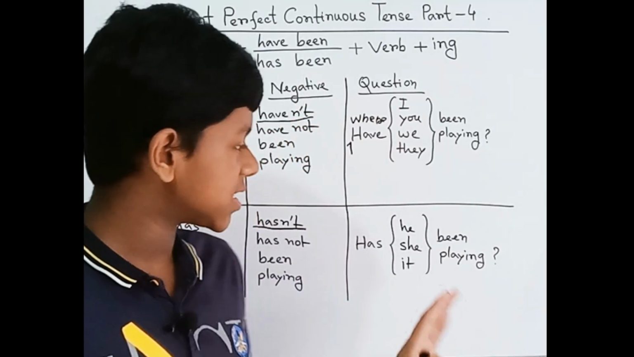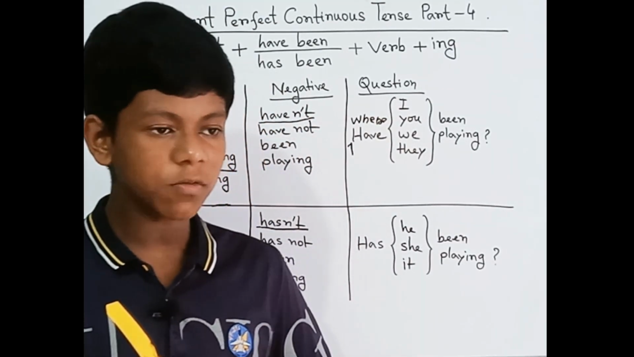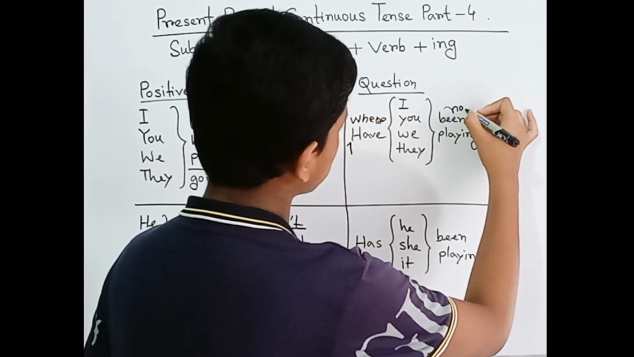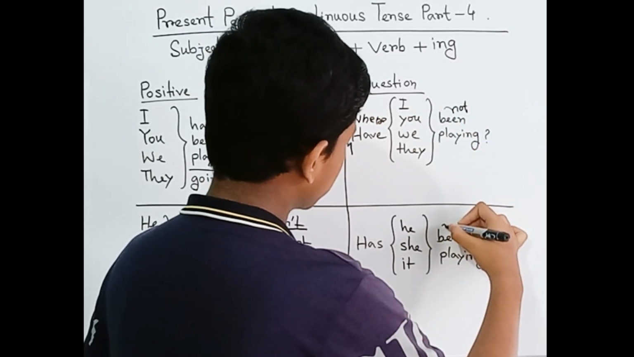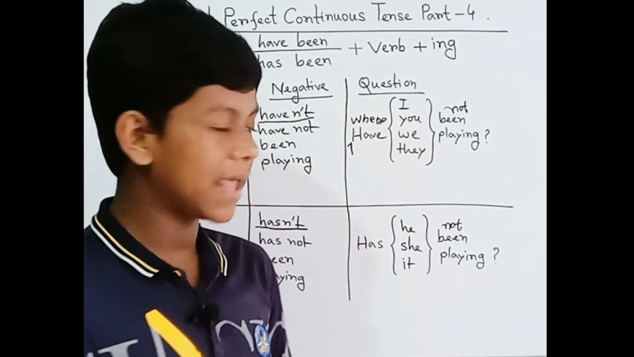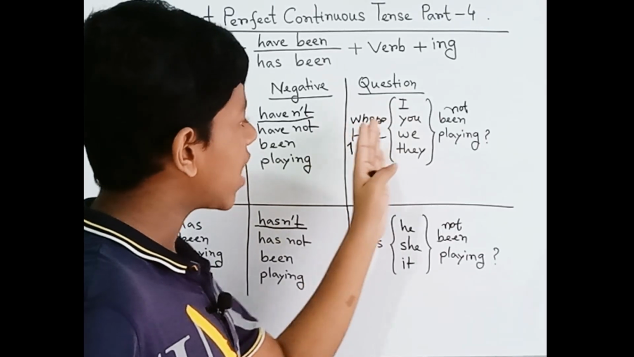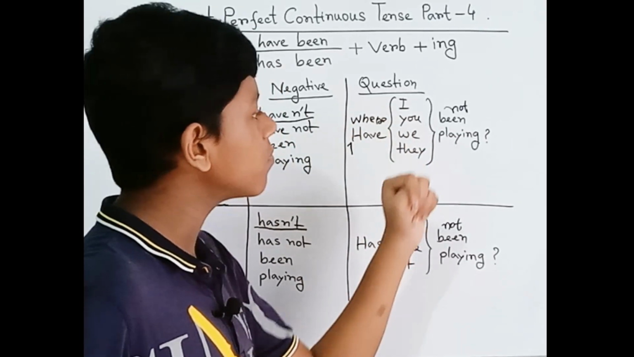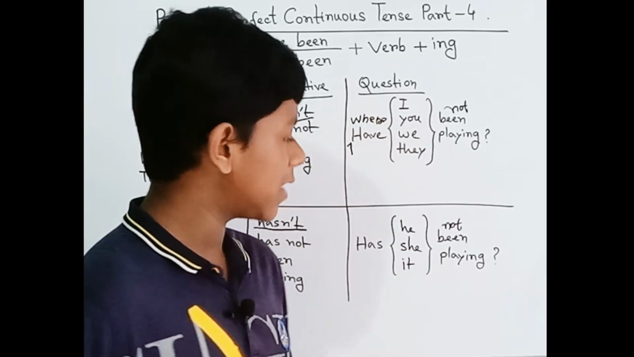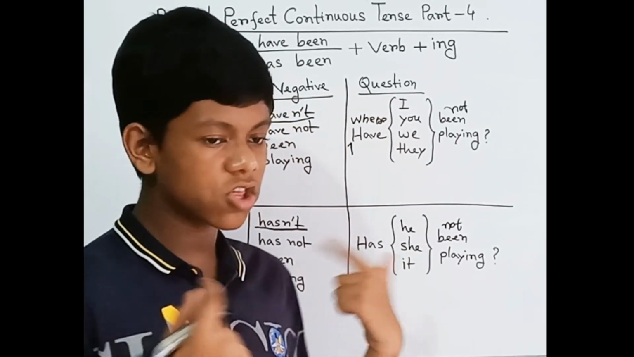And there's one more matter I want to talk about, that is we can also make it negative. For example, we can just add the not, same as here. Then we can say like this, where have I not been playing? Where have you not been playing? Where have we not been playing? Like this. Where has he not been playing? Where has she not been playing?